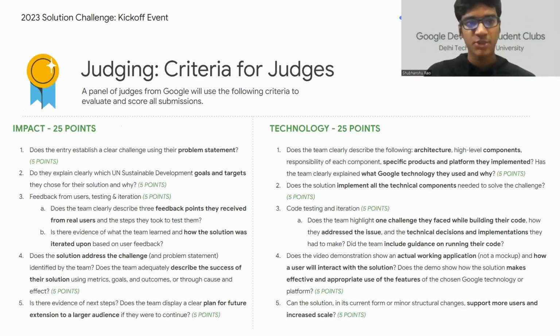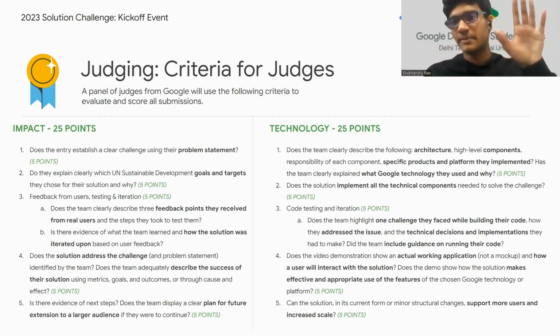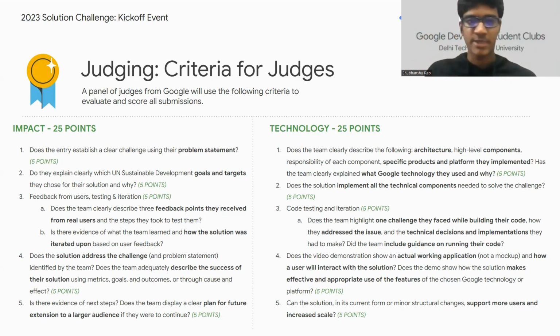So let's talk about the judging criteria. There are a total of 50 points that have been allotted by the judges for your solution, and they're divided into 2 parts, basically. We think of them as impact as one, and technology as the second one. So 5 points are given if you have established a clear challenge using your problem statement. You have explained your problem well, and 5 points are given for that. Then the problem and the goal and the target that you have selected, 5 points are given for that.